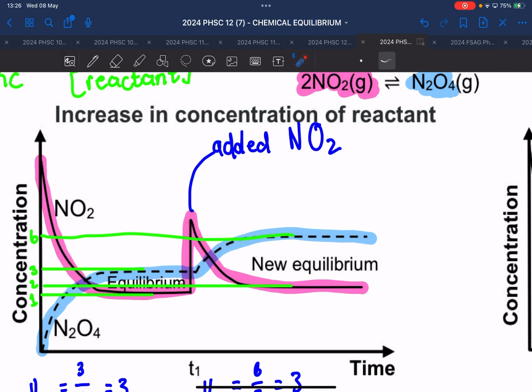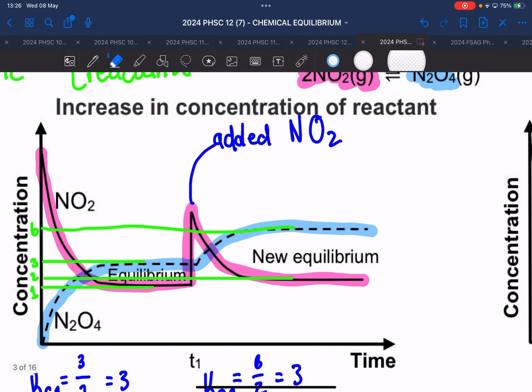How do you know which one is a reactant and which one is a product? They will tell you in the equation. So if they increase the reactant, the reactant decreases and the product will come more. If they increase the products, the products will decrease and the reactants will come more, because either our forward or backward reaction will be favored.